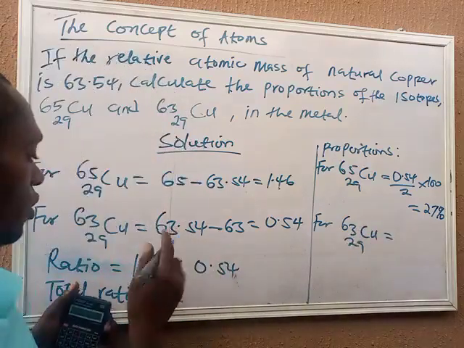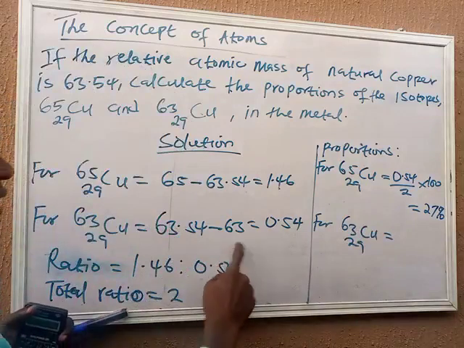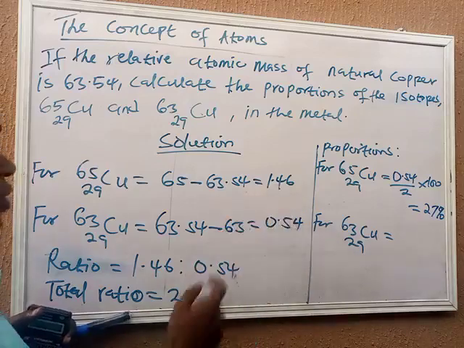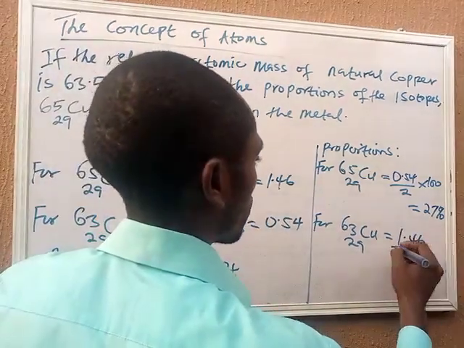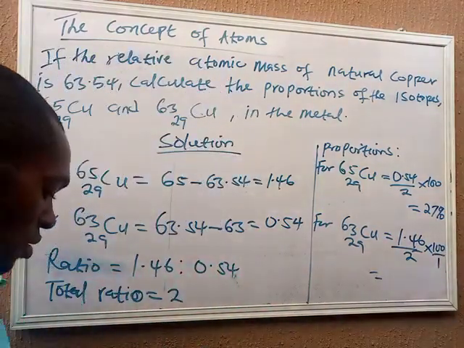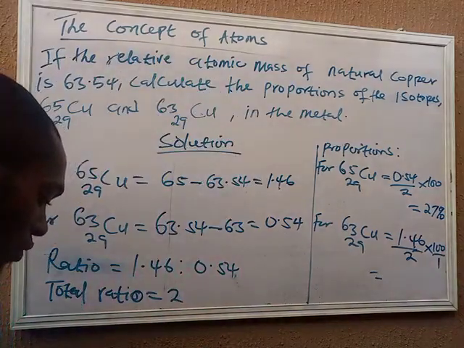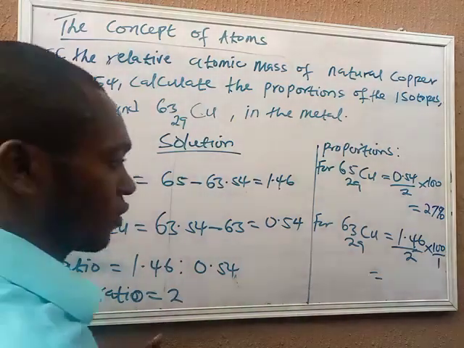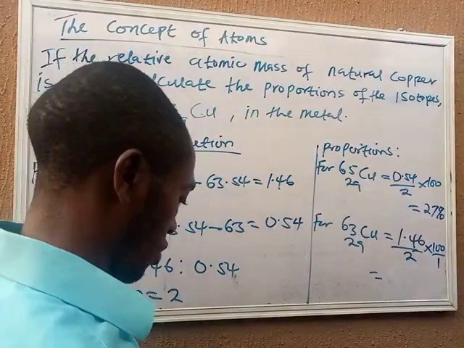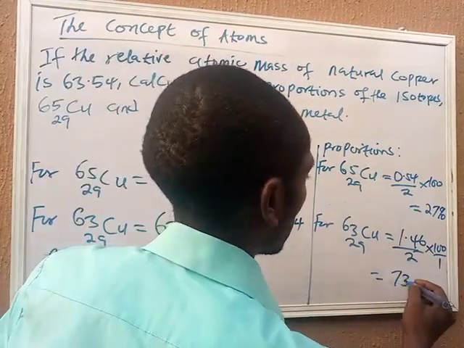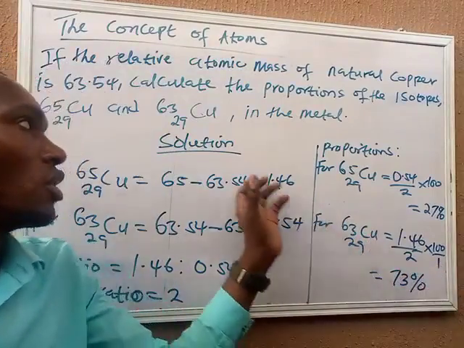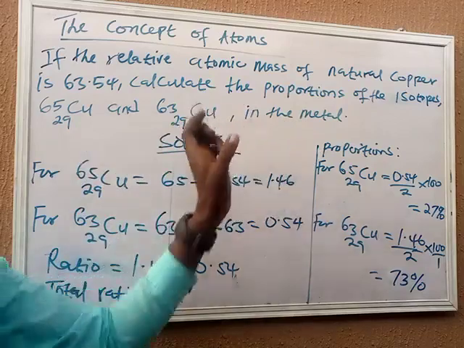The next one, we have for copper 63. Whenever I'm calculating for copper 63, instead of using this value, I'm going to use this one. So I'll use 1.46 over 2 times 100 over 1. So when you divide, 1.46 divided by 2 gives us 0.73. Okay, let's just multiply 0.73 times 100, will give you 73%. So these are the different proportions at which this copper exists in the metal.